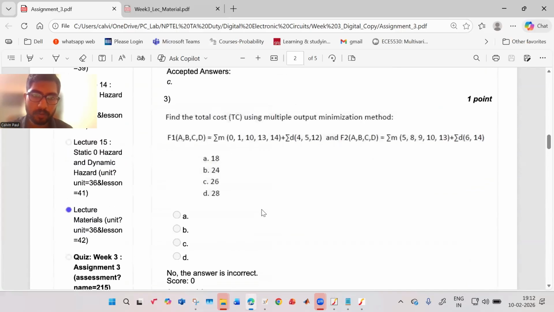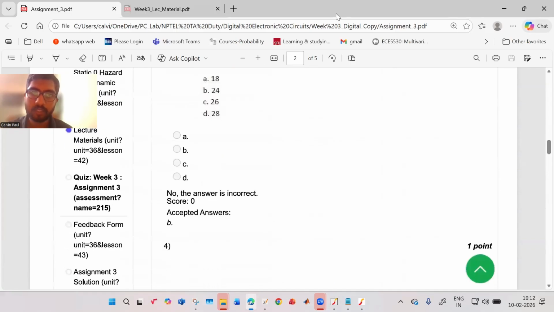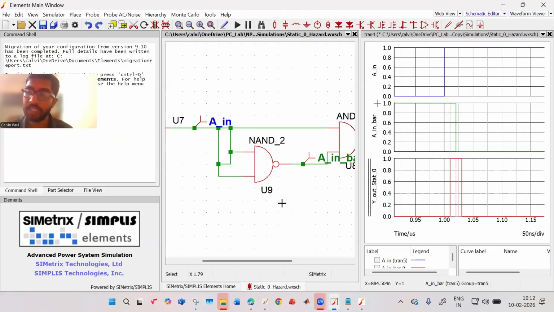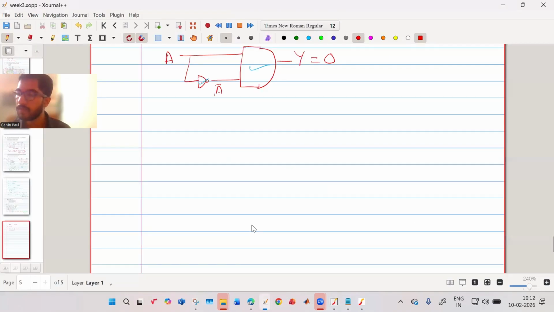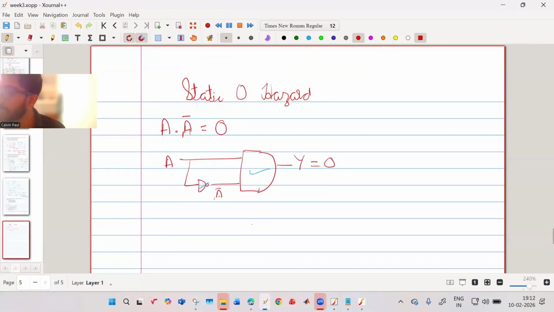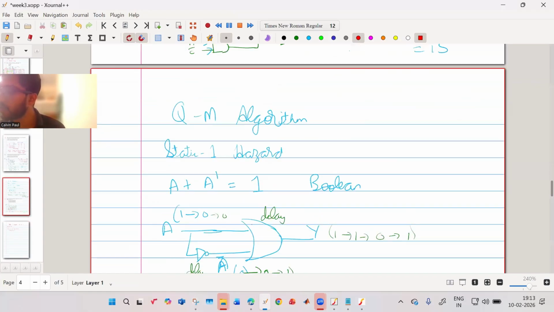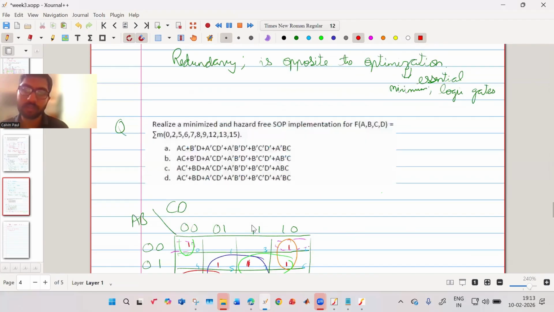Hazards are very important. They are talked about. So let us go for the final type of hazard. Okay, so static zero hazard happens when you go from 0 to 1. And static 1 hazard happens when you go from 1 to 0. This is when your static 1 hazard occurs.